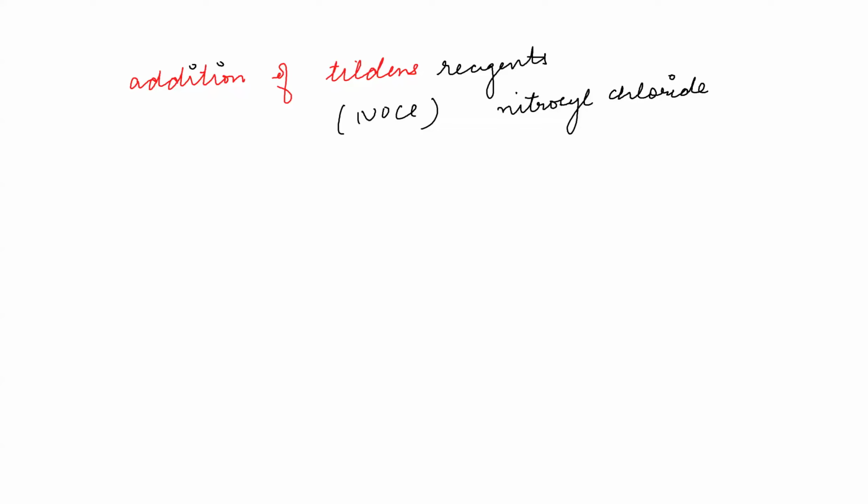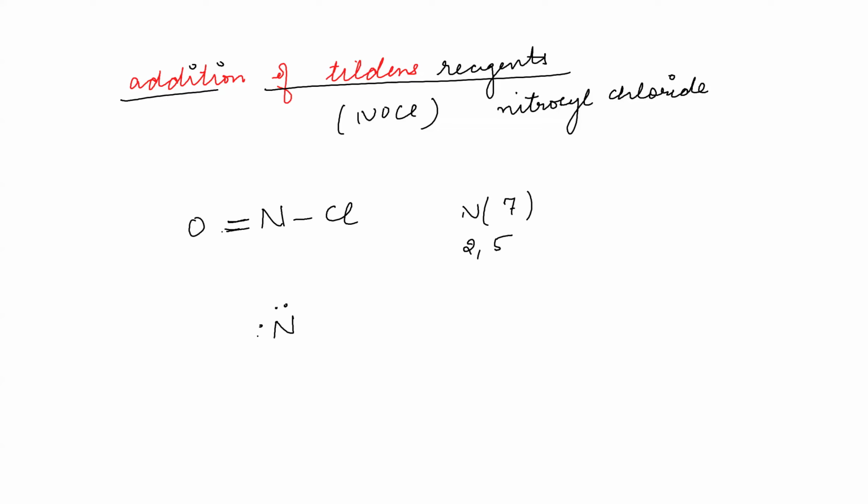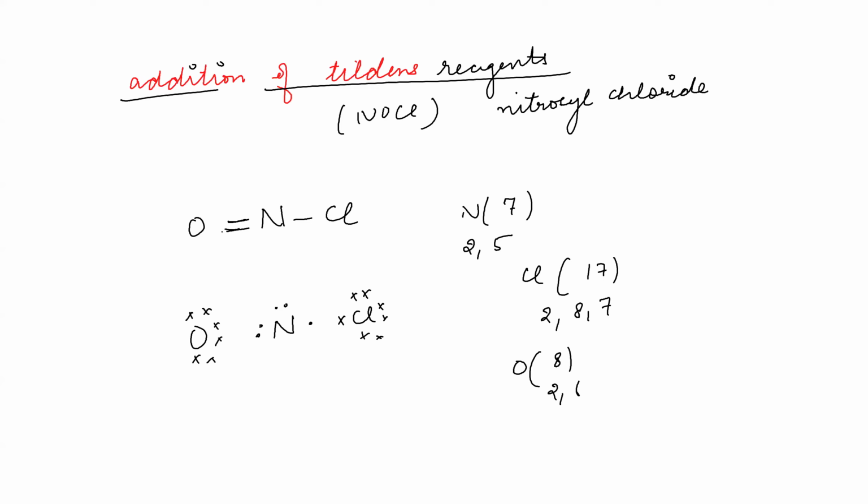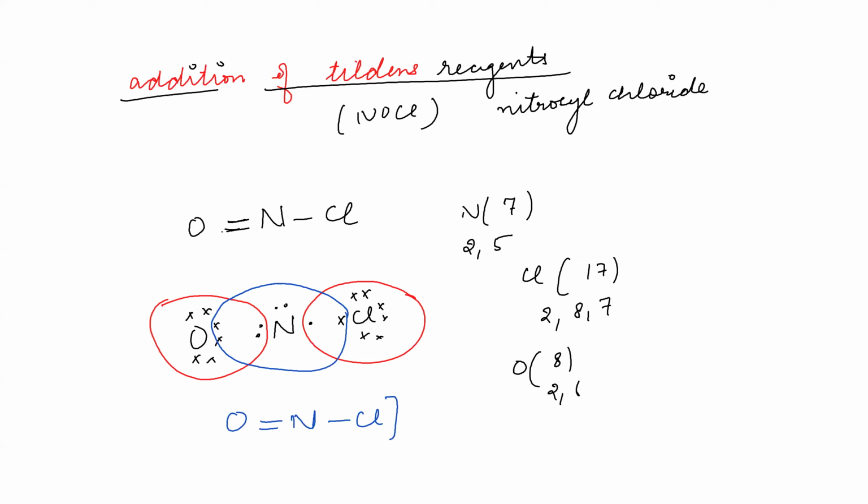Okay. So now the structure of nitrosyl chloride is something like this. Nitrogen's atomic number is 7. Configuration is 2, 5. So we'll have N 1, 2, 3, 4, 5. Chlorine's atomic number is 17. So configuration is 2, 8, 7. So we'll have 1, 2, 3, 4, 5, 6, 7. And O is atomic number 8. So configuration is 2, 6. So we'll have 1, 2, 3, 4, 5, 6. So we will have this part and we'll have this part. I hope you're understanding that we're going to have N double bond O and Cl. That's the structure.